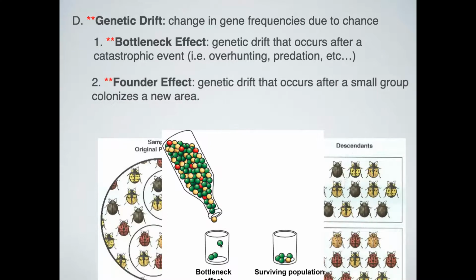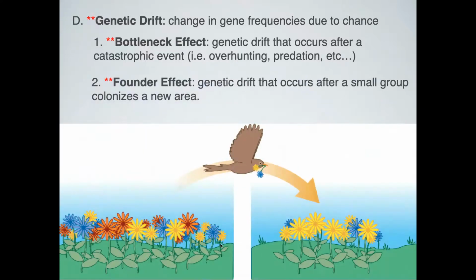The founder effect is genetic drift that happens after a small group moves to a new area. And so, birds don't carry flowers. They can carry seeds, though, right? So they can poop out seeds somewhere else. I don't know why, but this bird really likes blue and yellow flowers, though. And so, again, it doesn't necessarily resemble the original population in its variation because the founders of this new little colony here were different than the original distribution of genes. And that's what genetic drift is all about.